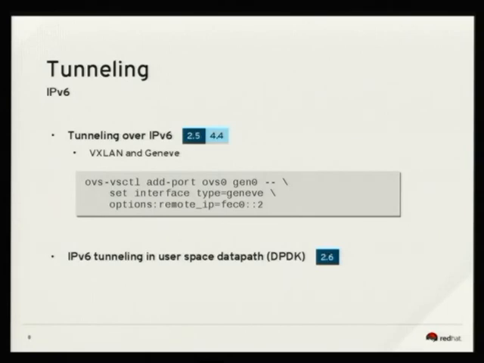There will also be support for IPv6 tunneling using user space data path, for example, the DPDK. This is going to be in either the 2.5 or 2.6 OVS release. It's not clear yet. I don't know whether Thadeu has new info. No. 2.6 is probably more likely.